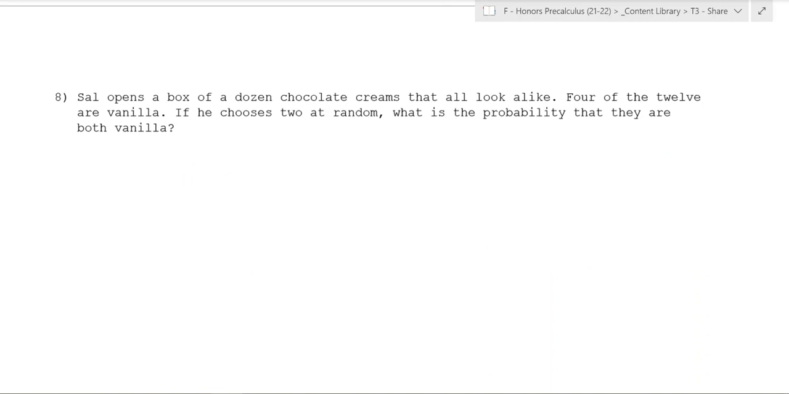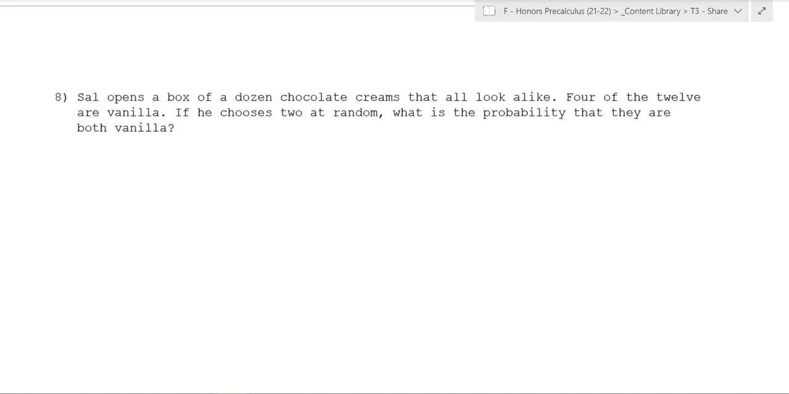4 of the 12 are vanilla. If he chooses 2 at random, what is the probability that they are both vanilla? This is pretty fun. So there are 4 ones that are vanilla. So how many possible ways are there to play this game total?